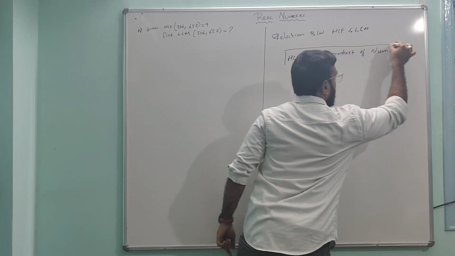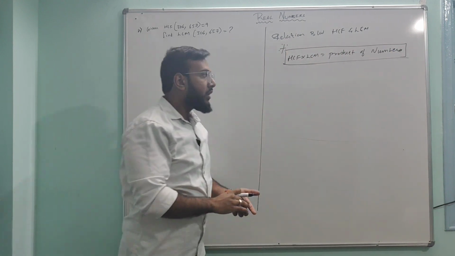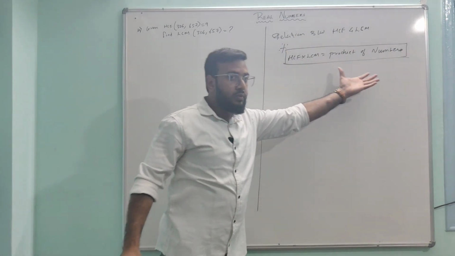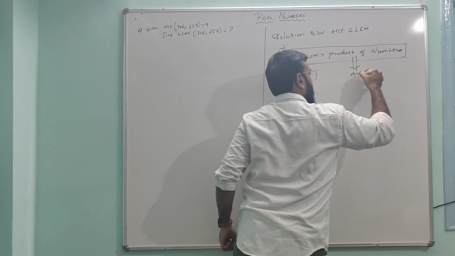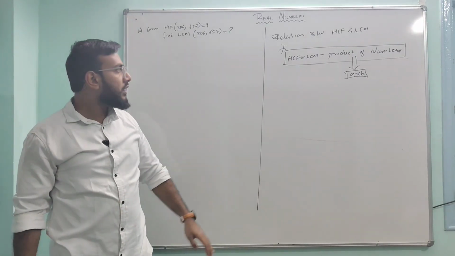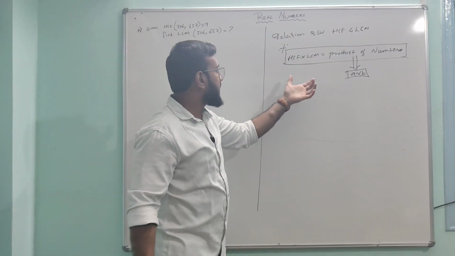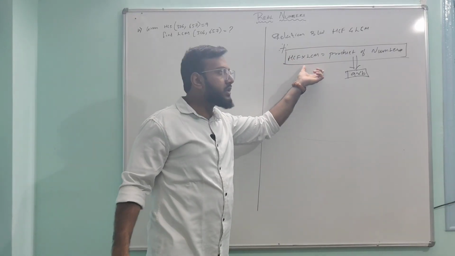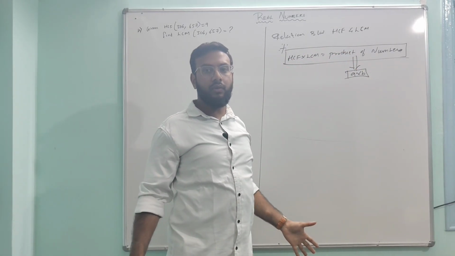It's a very important topic, a very important concept. HCF into LCM is equal to the product of two numbers. The product of two numbers, we can assume as A into B. Okay, repeat with me. The relation between HCF and LCM is given by HCF into LCM is equal to the product of two numbers.